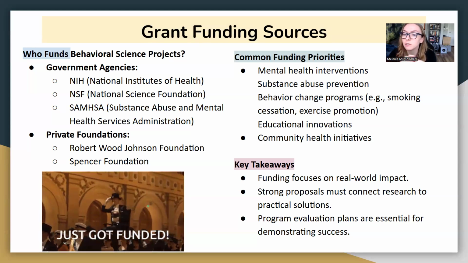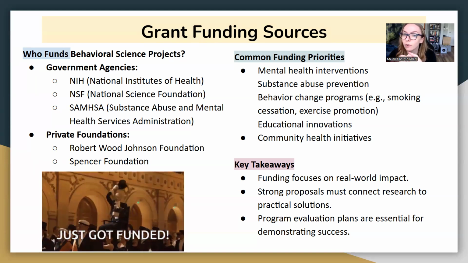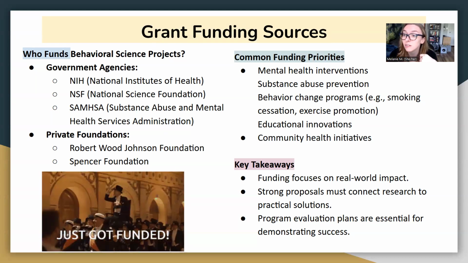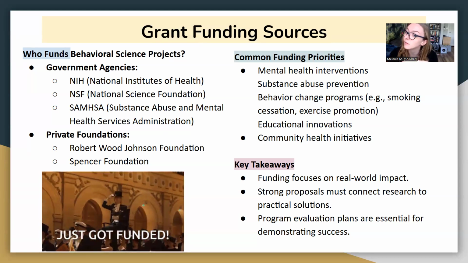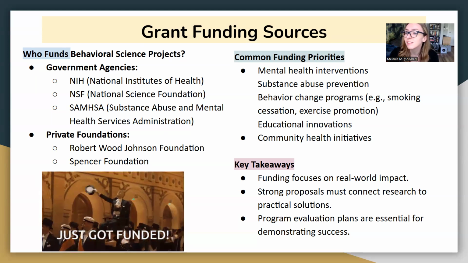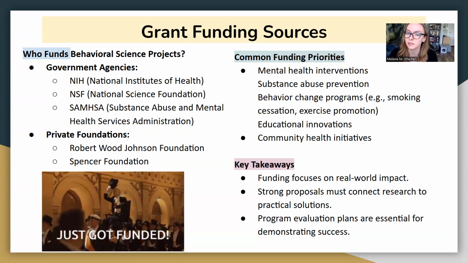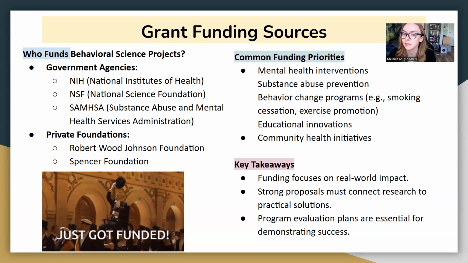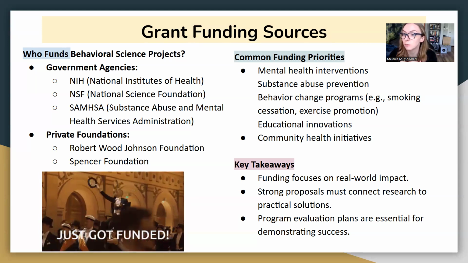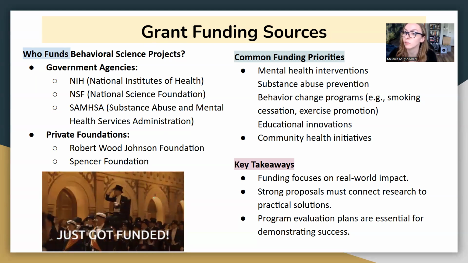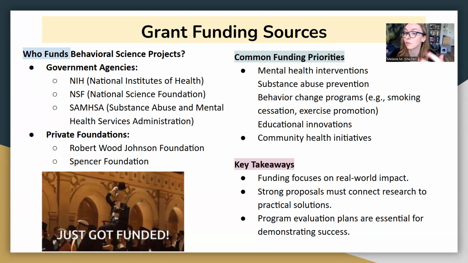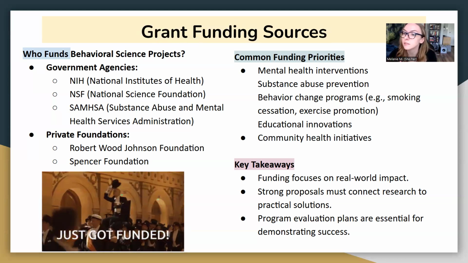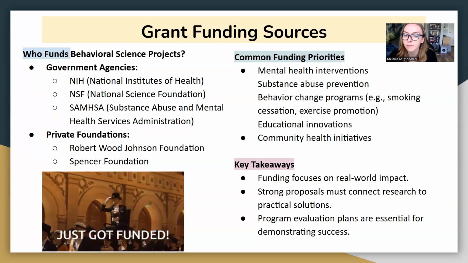But right now, mental health interventions are a big part of funding priorities, particularly around substance use prevention. How do we prevent people from becoming addicted to different substances? And how do we help them if they do become addicted? There's also quite a bit of funding for behavior change programs. So things like smoking cessation, exercise promotion. There tends to be more funding for things that are physical health and mental health overlap. So again, like that smoking or movement components tend to be a little more competitive for funding.